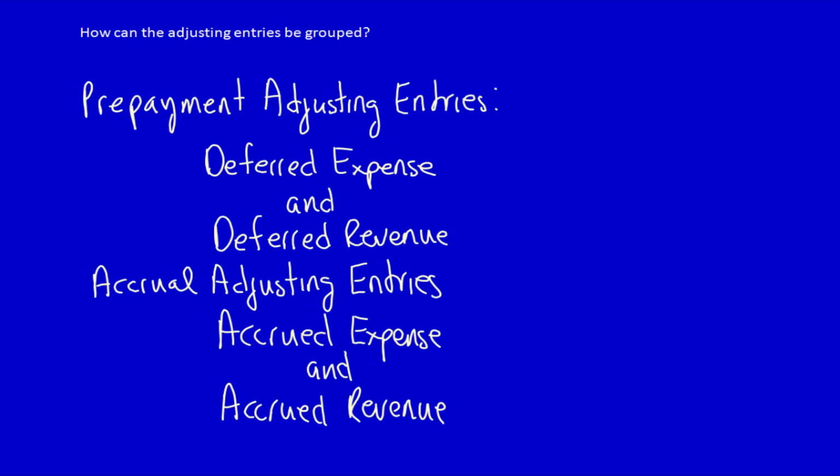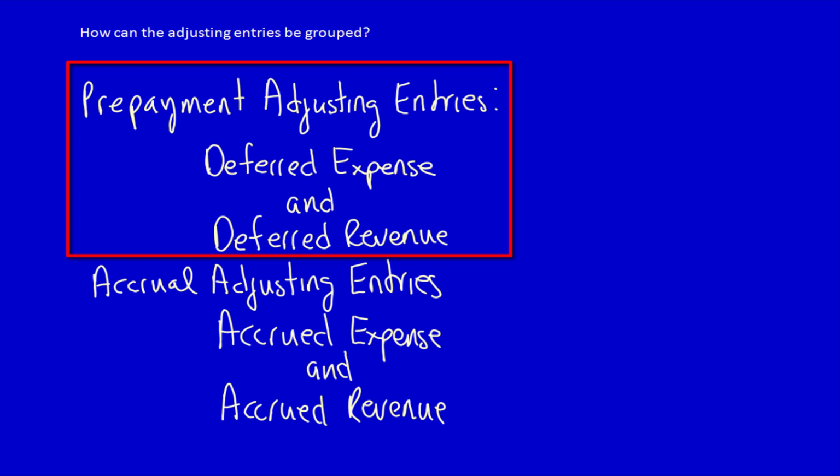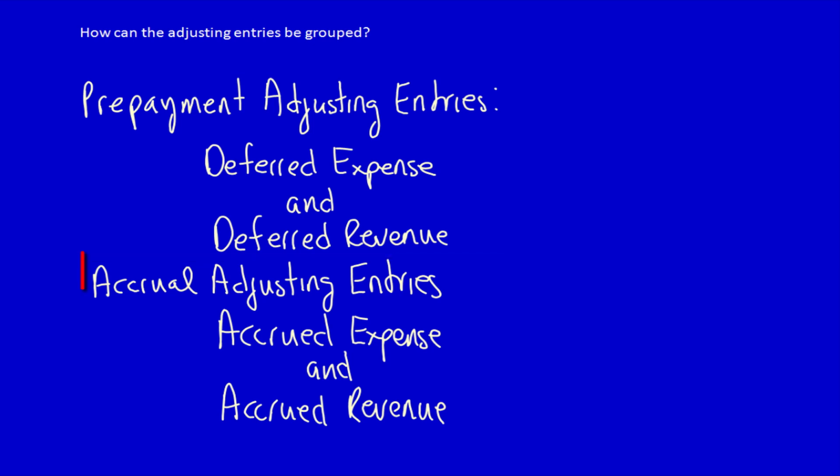Recall from our discussion about adjusting entries that there can be groupings. We've already done the prepayment adjusting entries, both deferred expense and deferred revenue, describing them, providing a flowchart, and doing 4 examples. What we're now going to do is tackle the accrual adjusting entries, both the accrued expense and the accrued revenue.